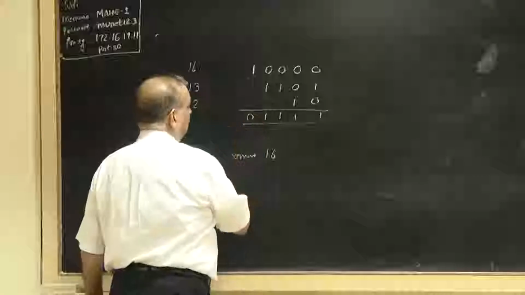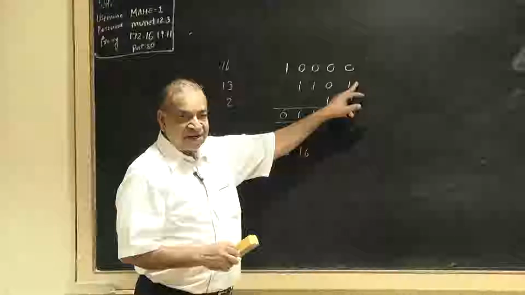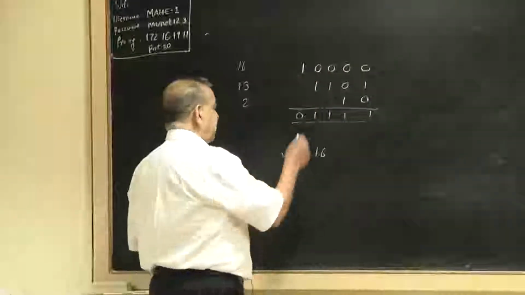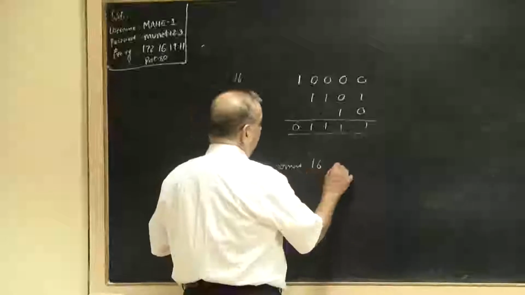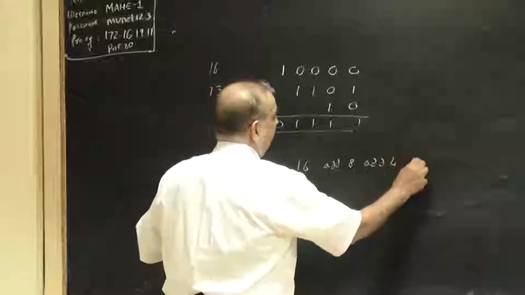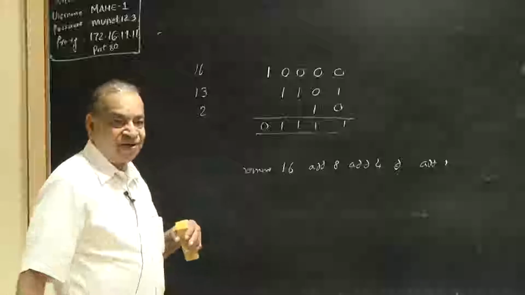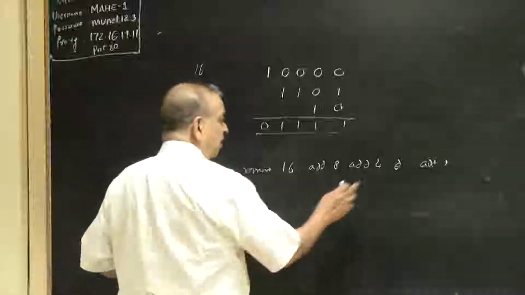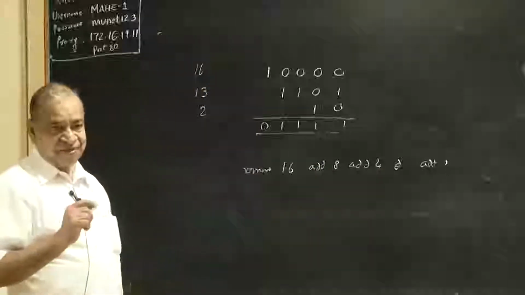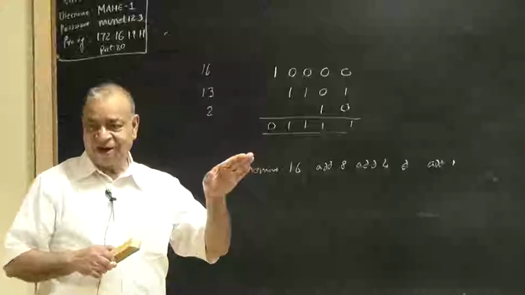So this becomes 0, but still these things are 1s. I can't remove from here, so I can only add. So that means I removed 16, add 8, add 4, add 2, add 1. Agree? Which is equivalent to 1 plus 2 plus 4 plus 8, which is only 15. So I am removing 16 and adding 15, which is equivalent to removing 1.